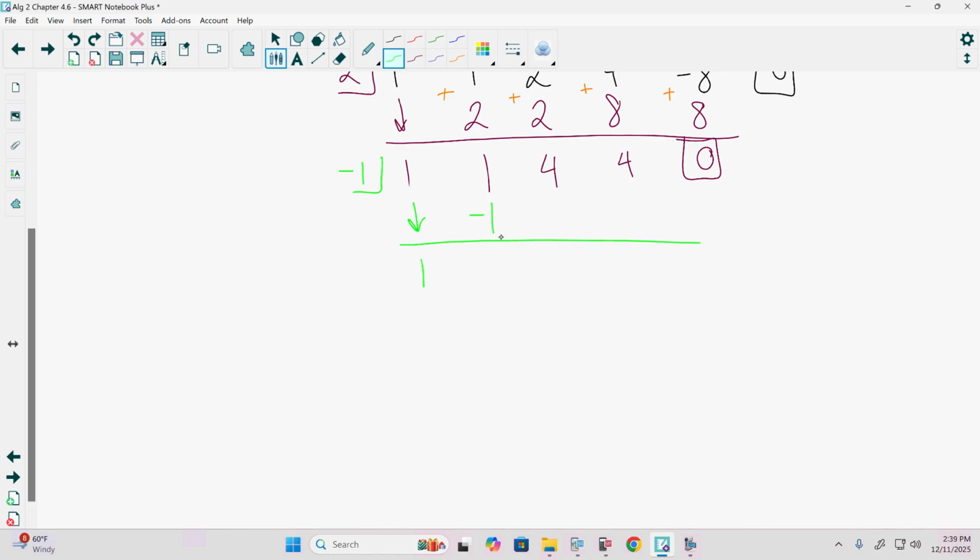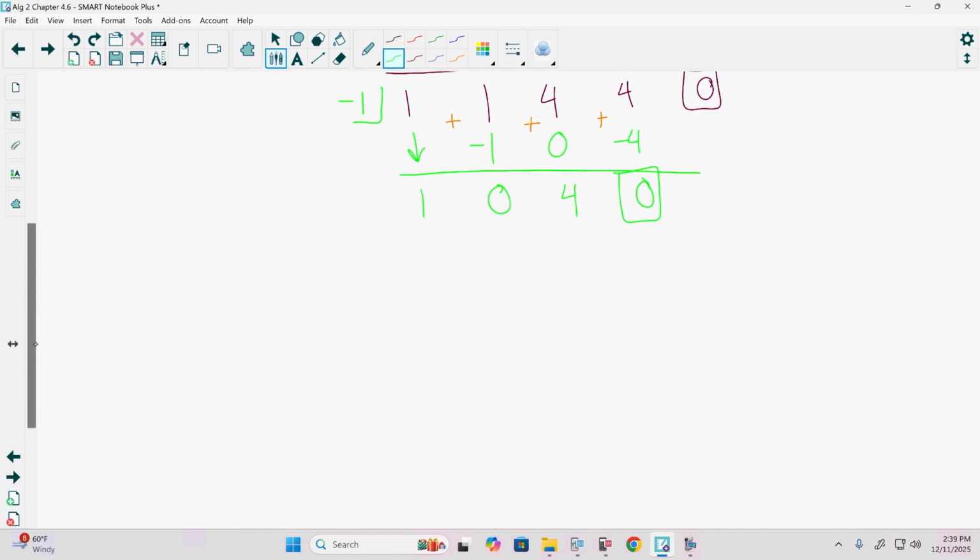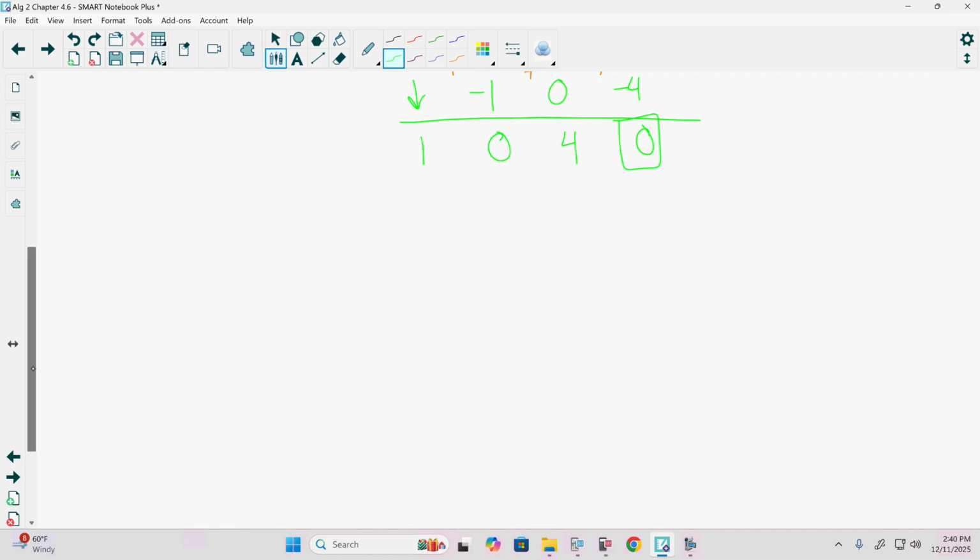-1 times 1 is -1. 1 plus -1 is 0. -1 times 0 is 0. 4 plus 0 is 4. -1 times 4 is -4, and 4 plus -4 is 0. At this point here, we do have it down to a quadratic, so we can go on and plug our variables back in.